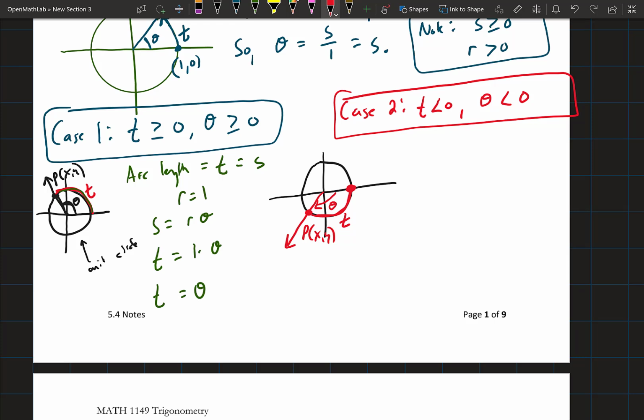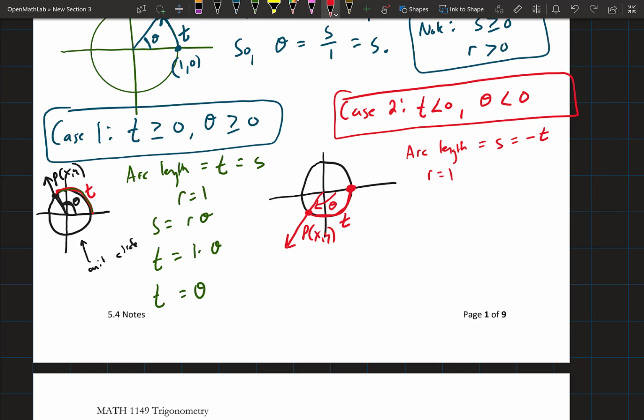So in this case, my arc length would still be equal to s, but arc length is always positive. So in this case, t is negative, so I'm going to have to put a negative sign in front of t in order to make it positive. So s would have to be negative t. So if t is -3, then negative 3 will make it positive 3. That's what we want to happen for arc length, because that should always be positive. So we just put the negative in front, and that would be equal to the arc length.